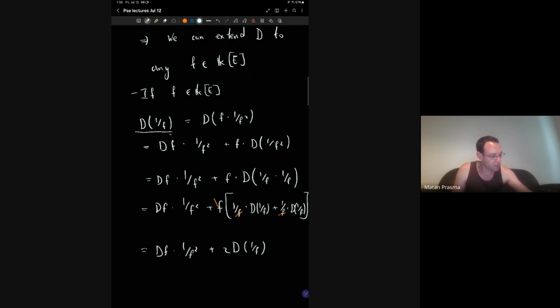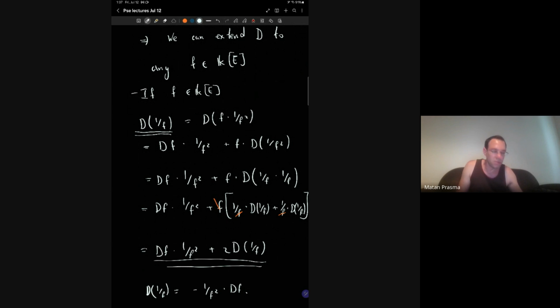So now I look at the start and I look at the end. I get a recursive formula for d of 1 over f. So I solve the recursion. It's very easy. I can just write d of 1 over f is equal to minus 1 over f squared times df. So this is just like you are used to in high school, if you do derivation of 1 over a polynomial. Is this clear? I don't want to rush too much.